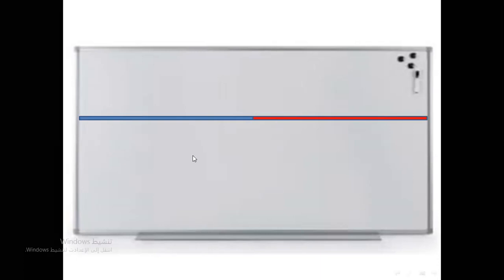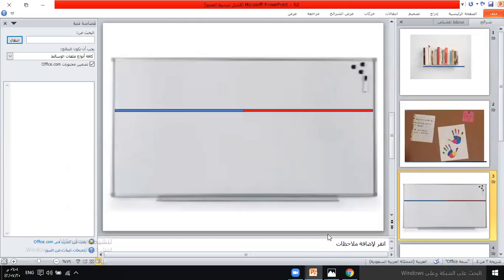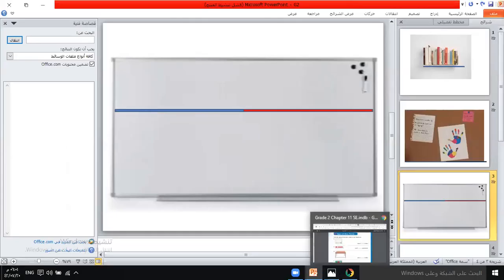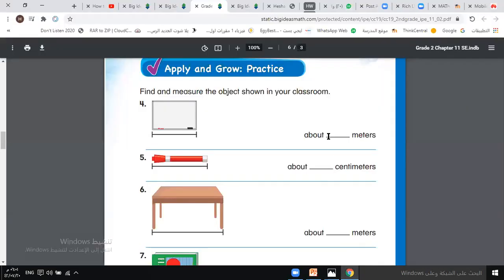Yes. Okay, from here to here 1 meter, and from here to the end equals 1 meter. So it's about 2 meters. Let's write 2 meters. Yes, Tayyim, I'm hearing. You finished?